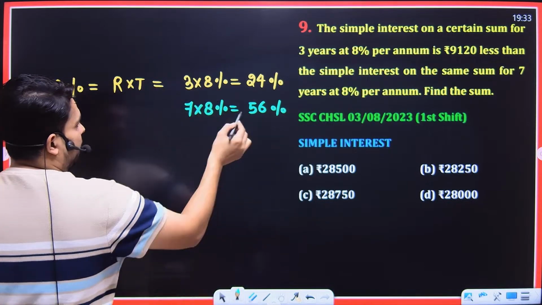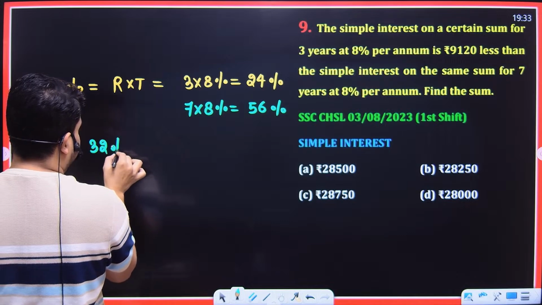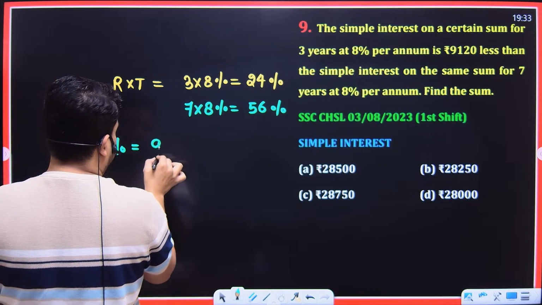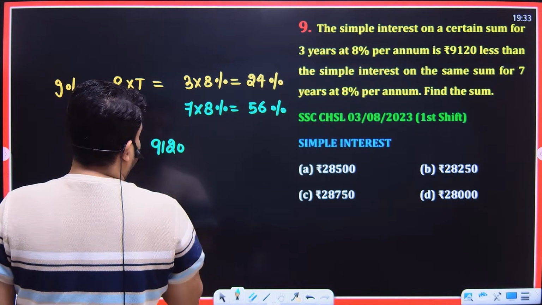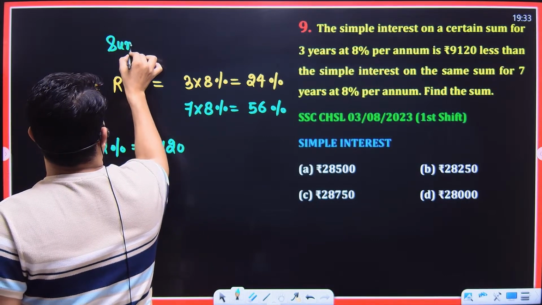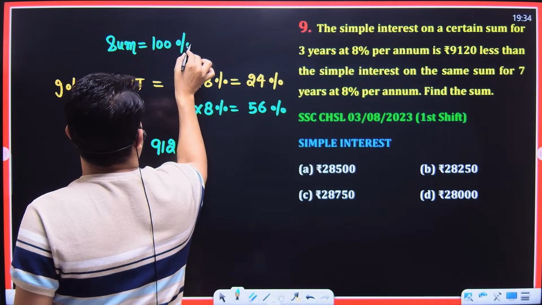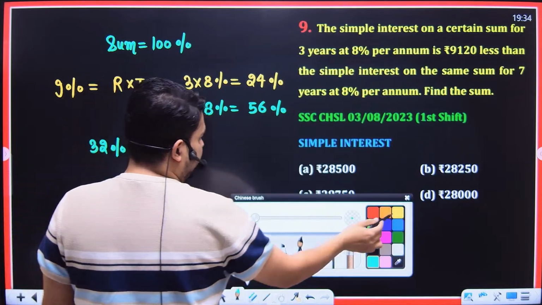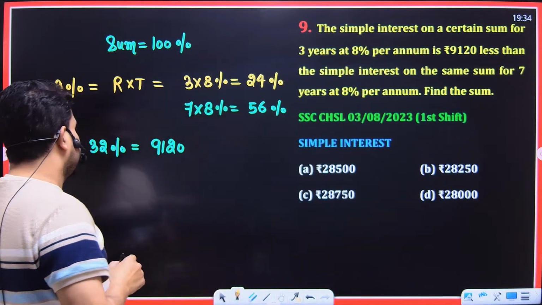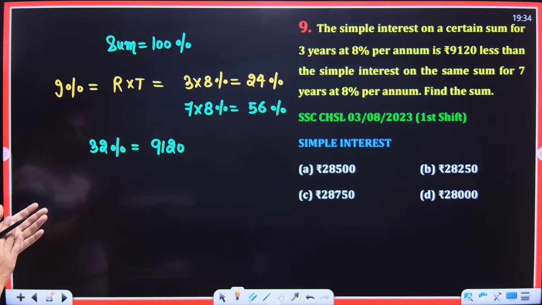So what is the difference? 32% is the difference, which is equal to 9120. And the sum, sum means principal, is always equal to 100%. This one is my sum, that is equal to 100%. So the 32% value is given. We have to calculate the value of 100%.